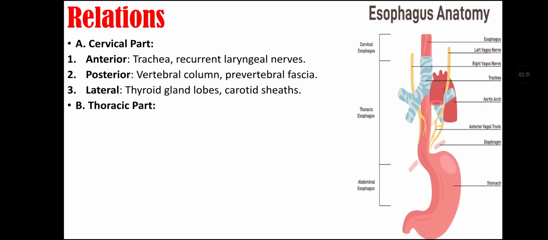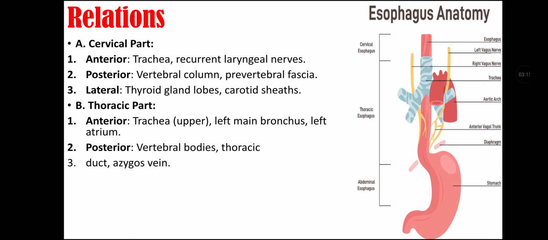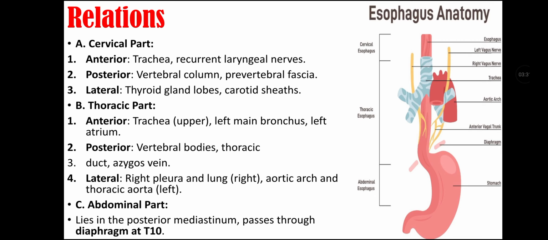Now let's talk about the anatomic relation of thoracic part of esophagus. Anterior to it is the trachea and left main bronchus and left atrium. Posterior to thoracic part of esophagus is vertebral body and thoracic duct and also azygous vein. Lateral to thoracic part of esophagus is right pleura and lung and also aortic arch and thoracic aorta. Now let's talk about abdominal part of esophagus. Now, it lies in the posterior mediastinum. It passes through the diaphragm at the level of T10.